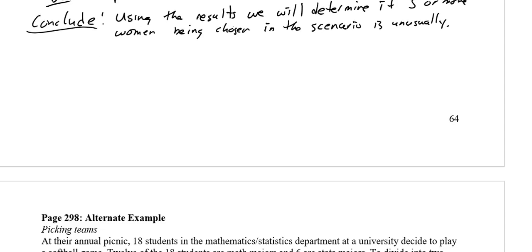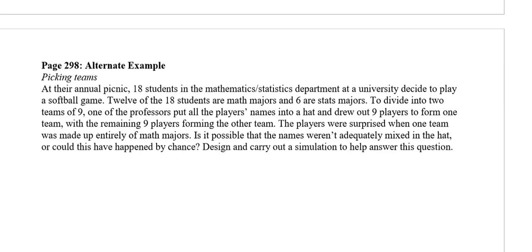All right. At their annual picnic, 18 students in the math and statistics department at a university decide to play a softball game. 12 of the 18 students are math majors and 6 are stat majors. To divide into 2 teams, one of the professors put all the players' names in a hat and drew out 9 players to form one team. With the remaining 9 players forming the other team, the players were surprised when one team was made up entirely of math majors. Is it possible that the names weren't adequately mixed in the hat, or could this have happened by chance? Design and carry out a simulation to answer these questions.